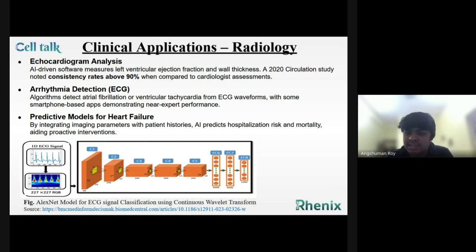Additionally, predictive models integrate imaging parameters with patient histories to forecast heart failure risks and aid proactive interventions. As illustrated in this figure, this is a very popular convolutional neural network named AlexNet, which has been shown to detect anomalies, or rather classify ECG signals into multiple categories via the transformation known as the continuous wavelet transform, CWT.